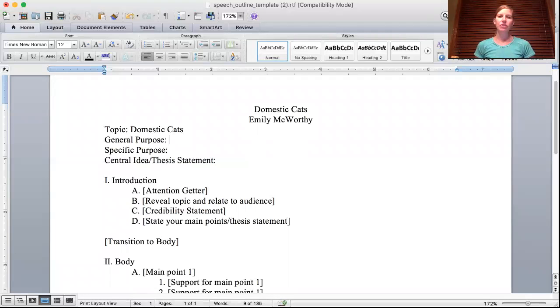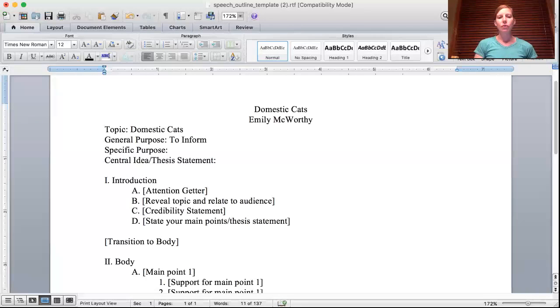The self-introduction speech, I would say, is a little bit more informative than perhaps to entertain. But I think to entertain really is a good way to describe that. Mainly because you're just introducing yourself, and this is the first impression that the students are going to get of you. So you are kind of trying to entertain your audience as well as inform them about you. But for this speech, the sample speech here, domestic cats, we're going to just say this is to inform.